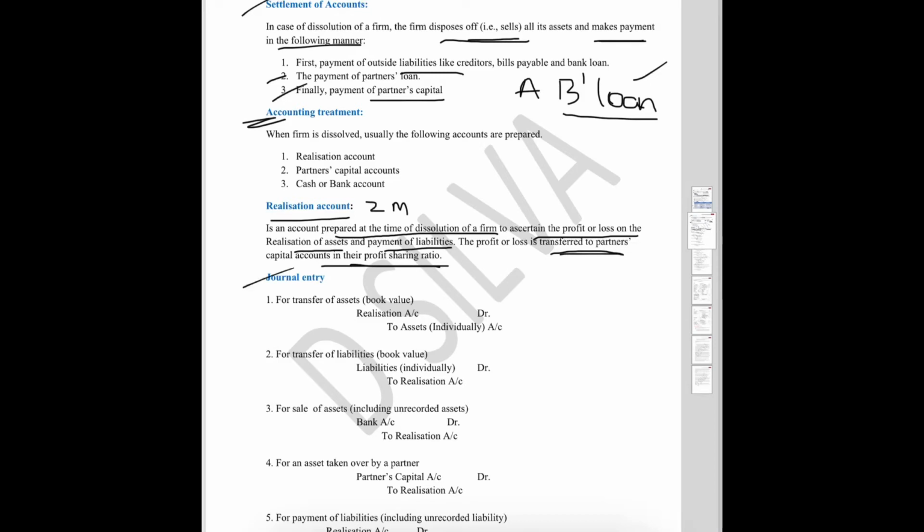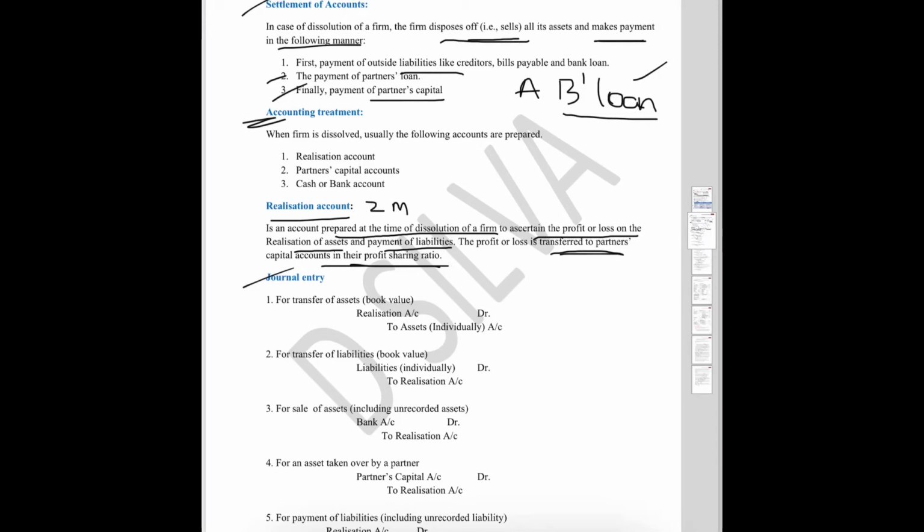Let's quickly look into the various journal entries under this concept. First and foremost, for the transfer of assets at book value. Book value is nothing but the value that is reflecting in the balance sheet. So, realization account debit to asset account. For every asset that reflects in the balance sheet, we are going to pass the journal entries. The second one, for the transfer of liabilities, again at book value: liabilities account debit to realization account.